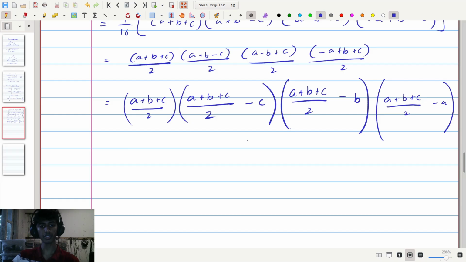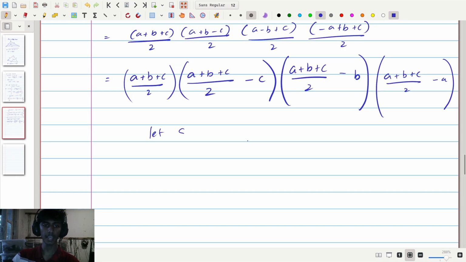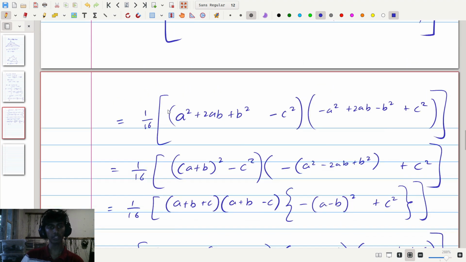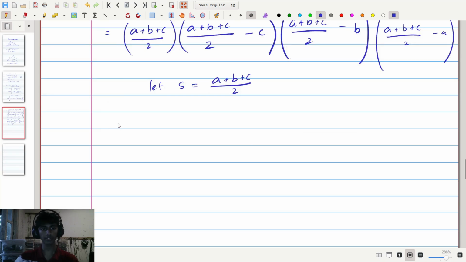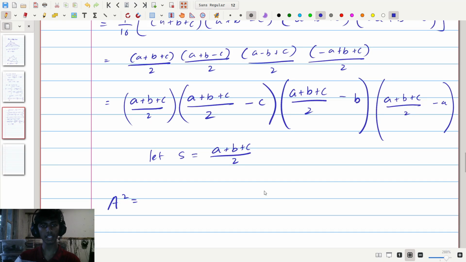Now I'm going to say let s, which is what we had earlier in the above formula, be (a plus b plus c) divided by 2. If this is the case, on the left side what we had is the area squared, so we have A squared on the left. A squared is equal to, and what we have on the right, the first term here is just s. The second term is s minus c. The third term is s minus b. The fourth term is s minus a.